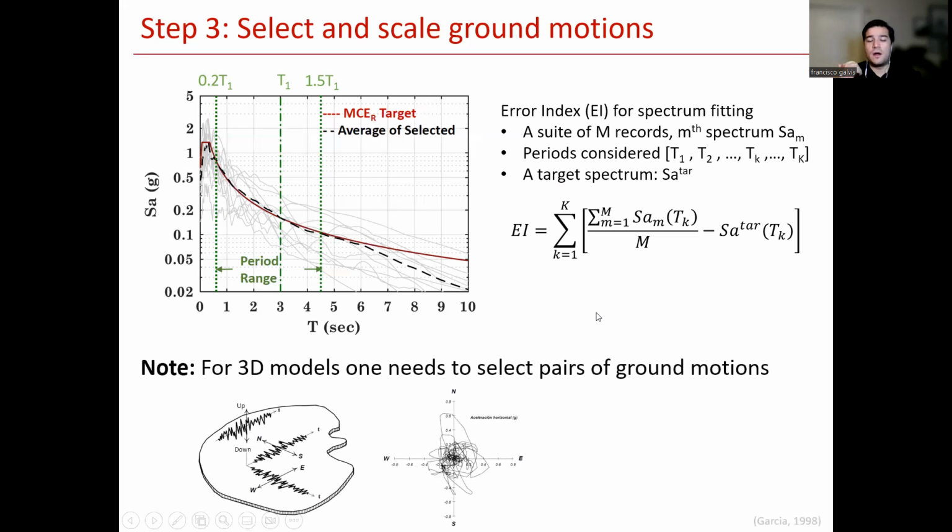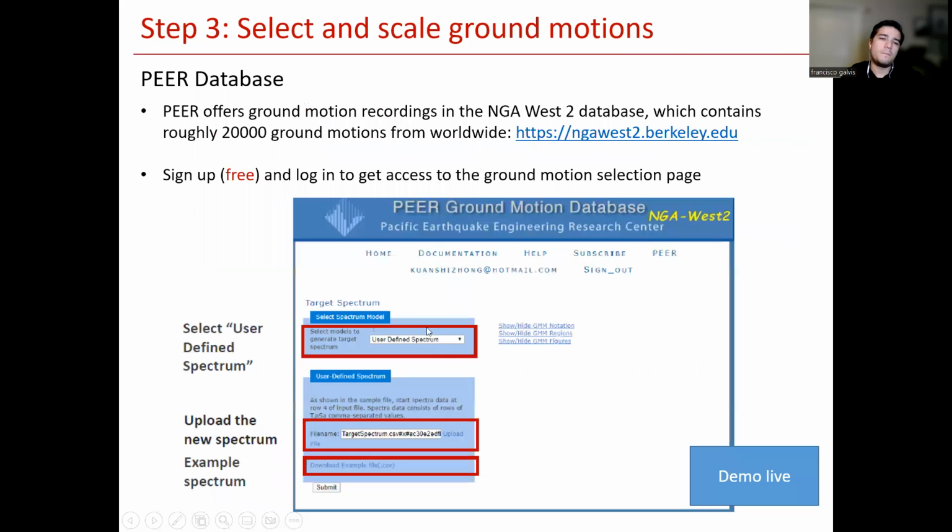Again, keep in mind that if you have a 3D model, you need to select pairs of ground motions or even sets of ground motions, including vertical acceleration, if you want to include that in your model. And that requires a little bit more care, that is kind of out of the scope of this video. Now, where can you find that pool of candidate ground motions?